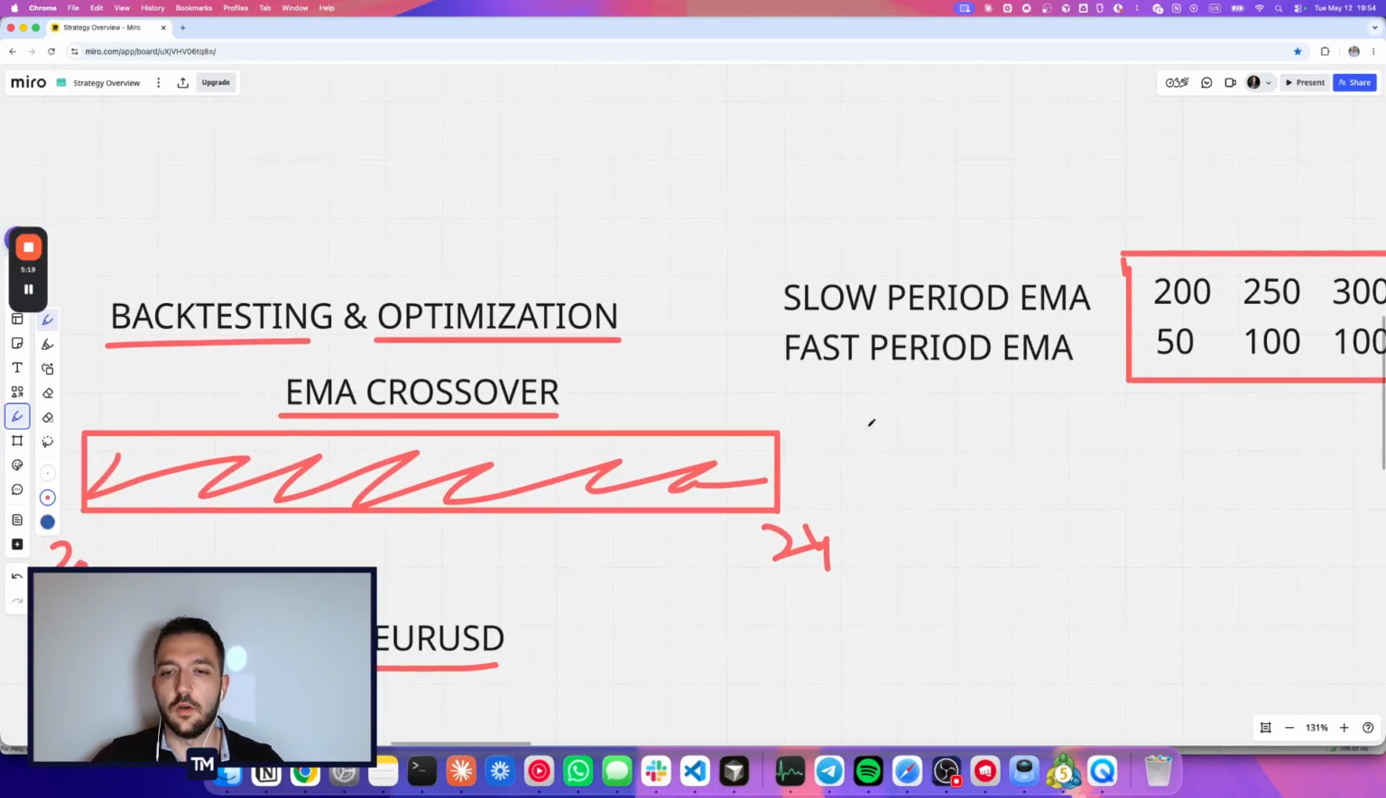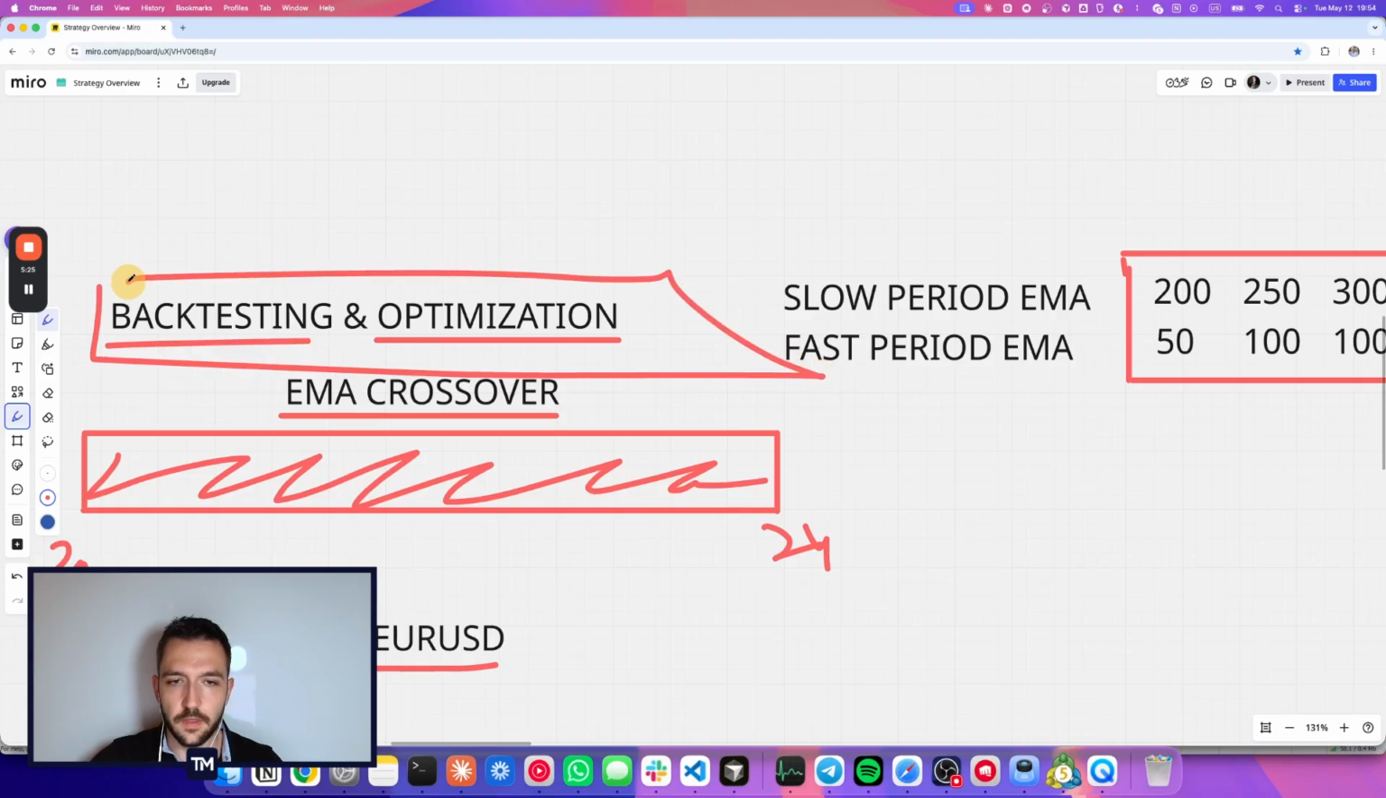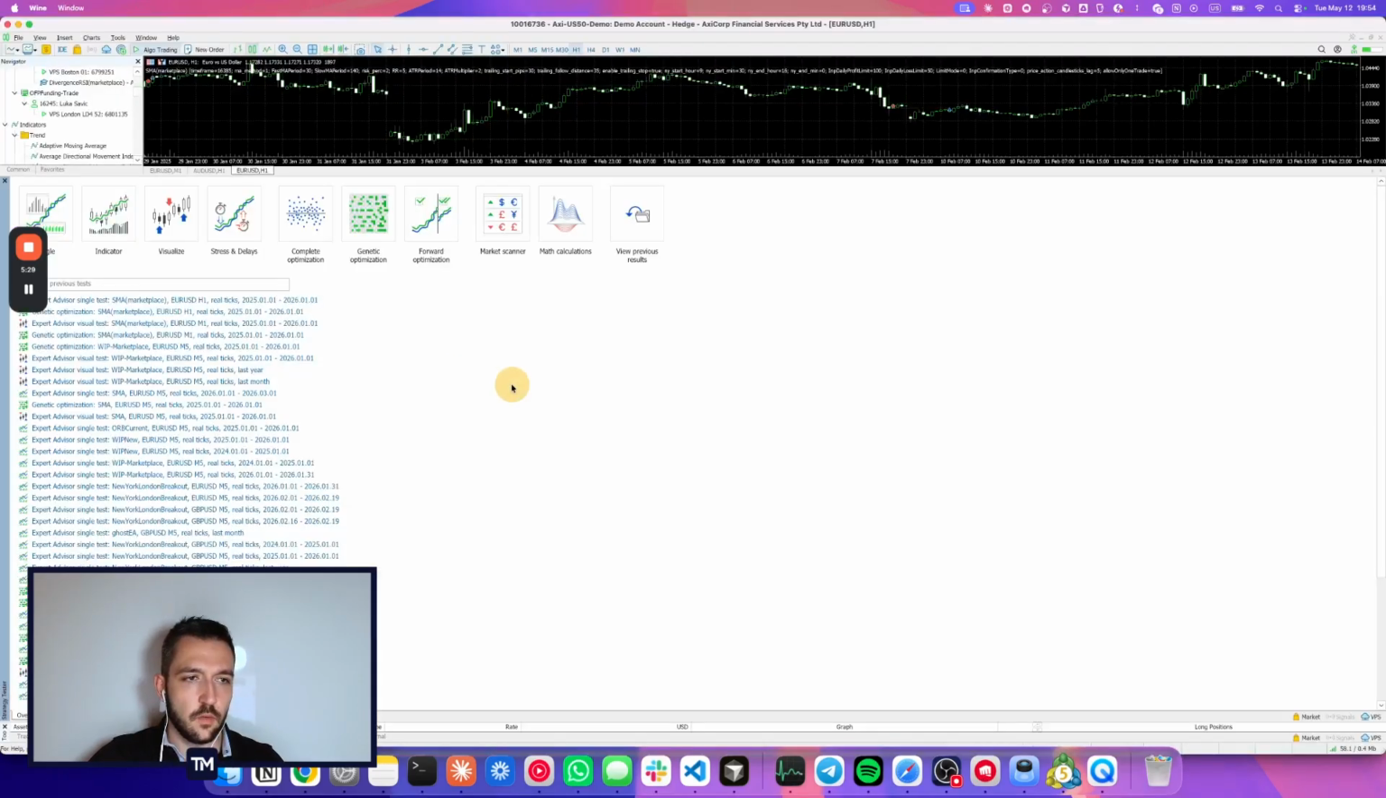So now we're going to go over MetaTrader, strategy tester, and see how it helps us do these two things. So when you open the strategy tester, you're going to see a lot of stuff, and let's go over each one of them. So this right here is my previous results with backtesting and optimization. So this is just my history.